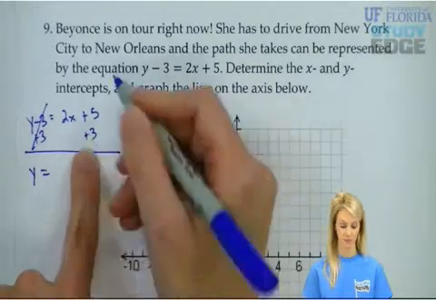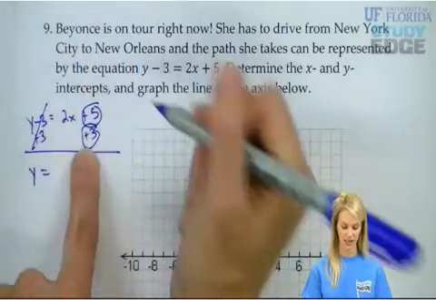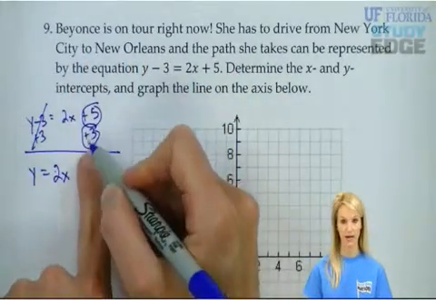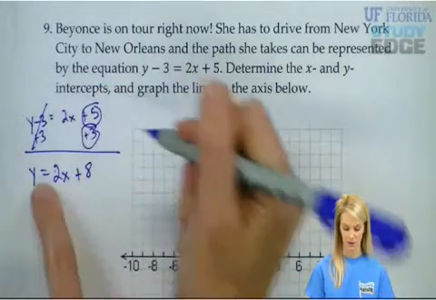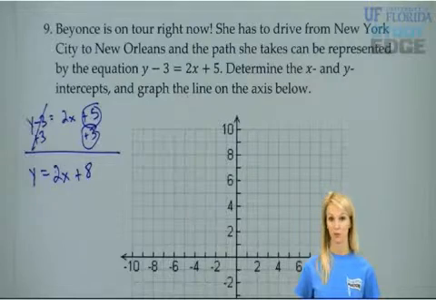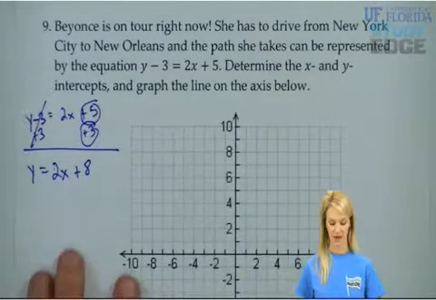Do we have like terms? Yeah, we're going to combine the plus 5 and the plus 3. So we get 2x. What's 5 plus 3? 8. We get y equals 2x plus 8. Now that we have that, what do we want to do? Let's get our x and our y intercepts.